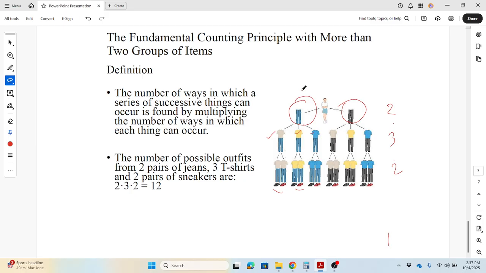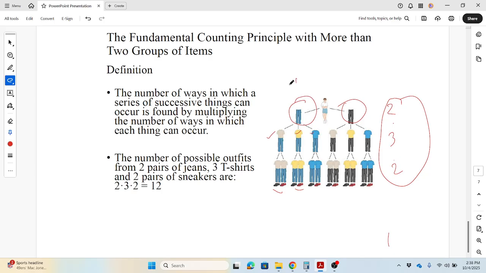That's the reason: one pair of jeans goes with 3 different t-shirts, and each of them will go with 2 different sneakers. So 1, 2, 3, 4, 5, 6, and the same thing happens with the other pair of jeans, 1, 2, 3, 4, 5, 6. So altogether it's 12.